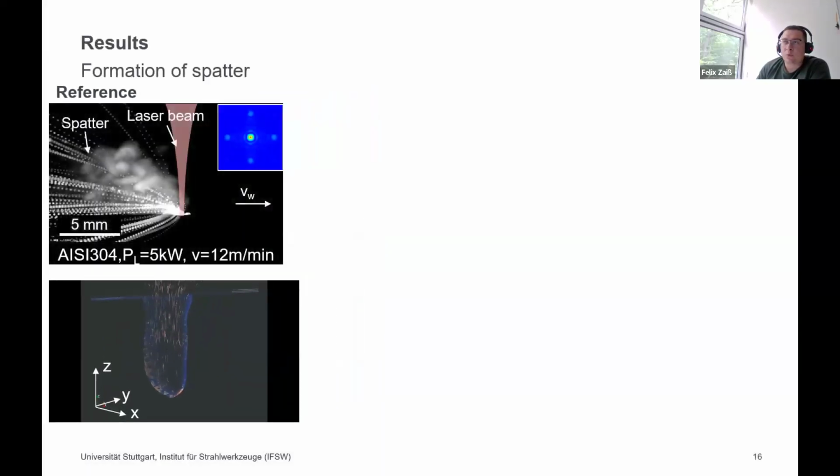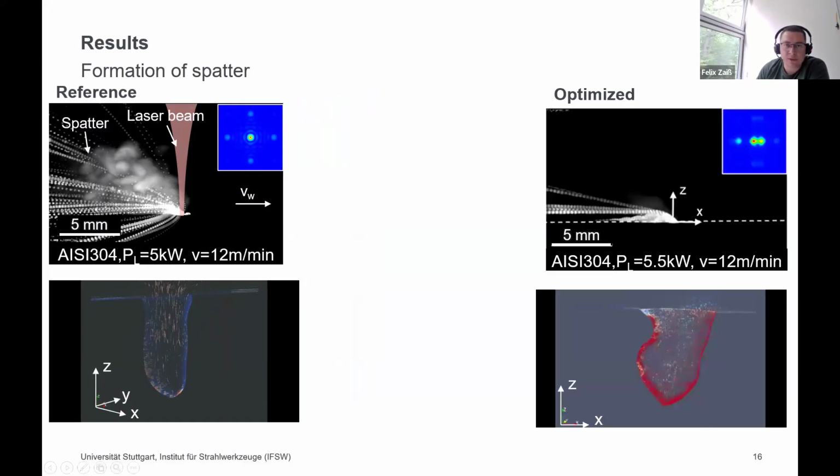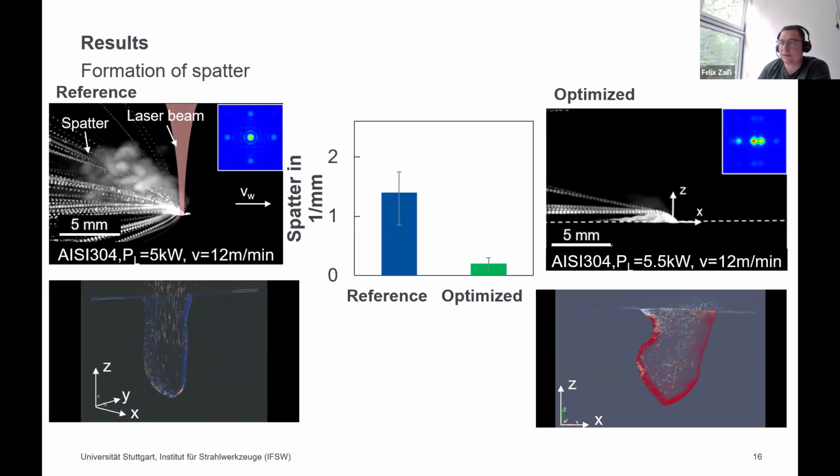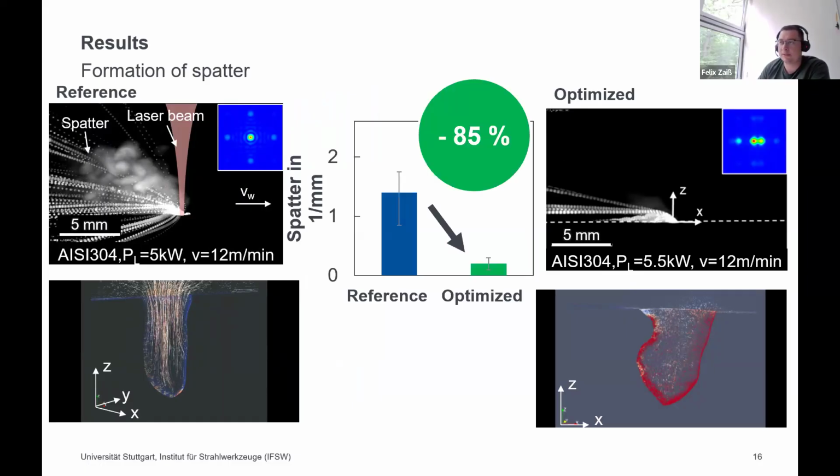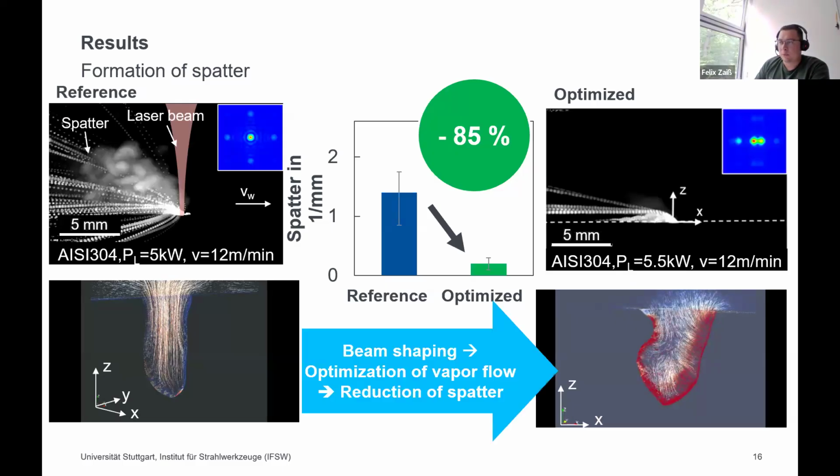So at last, we then investigated the influence on the formation of spatter. Here on the top, you can see the superimposed images, so the max intensity image with quite a lot of spatter. And here on the right-hand side with the optimized beam shape, we can see that we reduced the formation of spatter with this beam shape. And in total, it was a reduction of 85% at welding speeds of 12 meters per minute. So with beam shaping, we can then optimize the vapor flow to then reduce the formation of spatter.